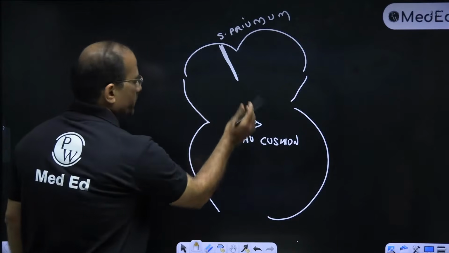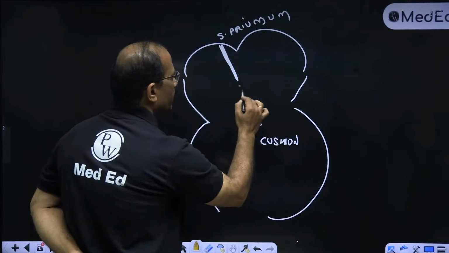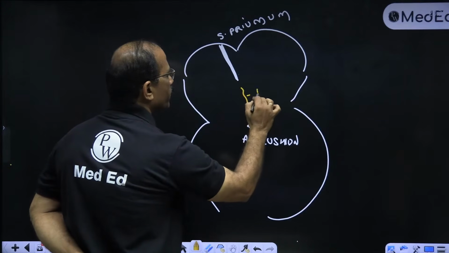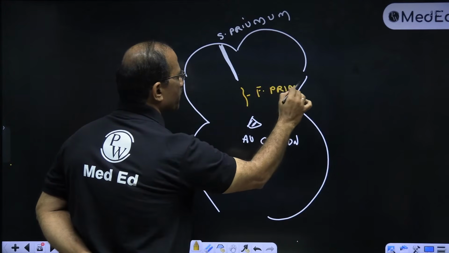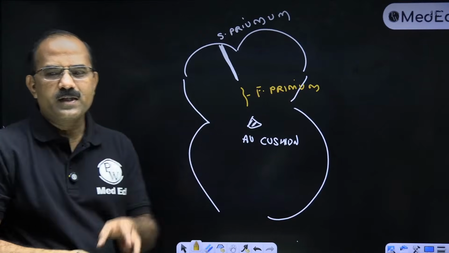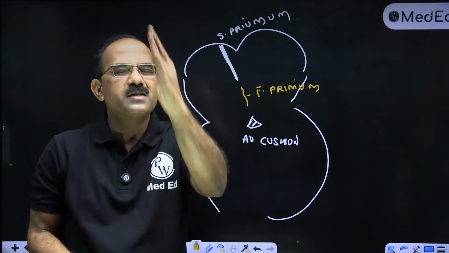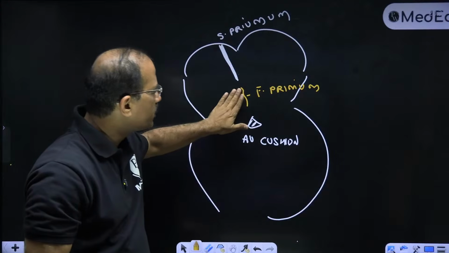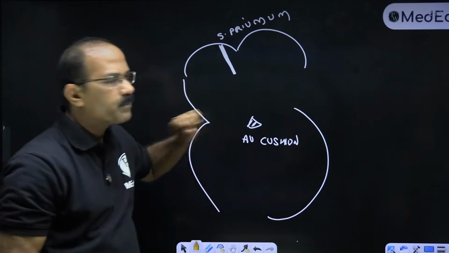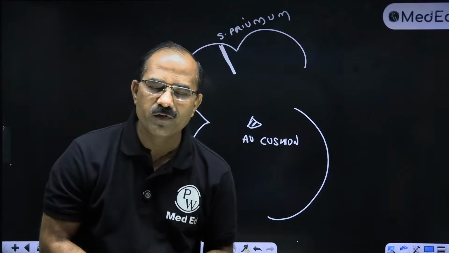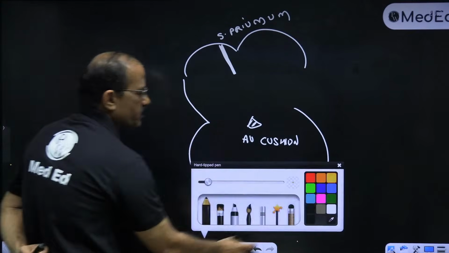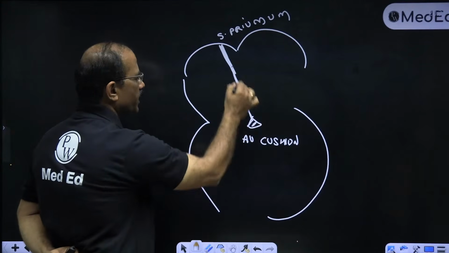What is this opening known as? ये opening का नाम क्या होगा? This opening is known as the foramen primum. ठीक है, तो septum primum पहले start हुआ. Septum primum and AV cushion के बीच में जो gap है, what is this gap known as? Foramen primum.